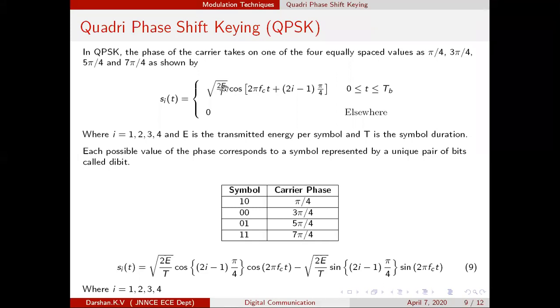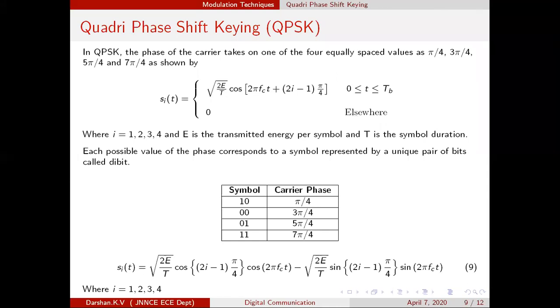A very important thing is the equation formula, root of 2E by T. Just observe, it is not Eb, it is E by T, cos of 2 pi fc t plus (2i minus 1) times pi by 4. So what is i? For the first symbol you substitute i as 1, for the second symbol i as 2, third 3, fourth 4. Then you get root of 2E by T cos 2 pi fc t plus pi by 4 for the first symbol. For the second symbol, root of 2E by T cos 2 pi fc t plus 3 pi by 4. For the third symbol, the equation is root of 2E by T cos 2 pi fc t plus 5 pi by 4, and so on.